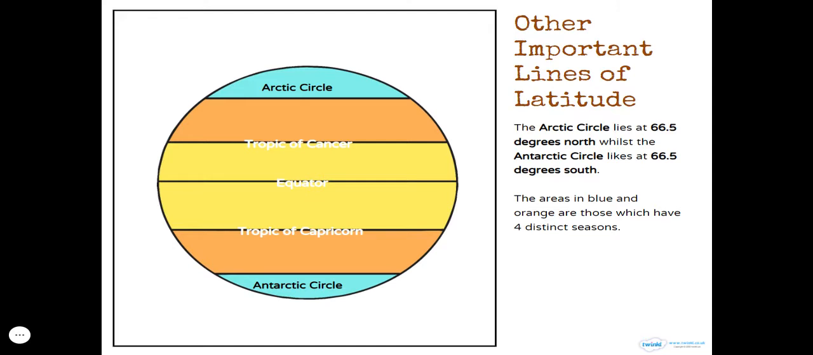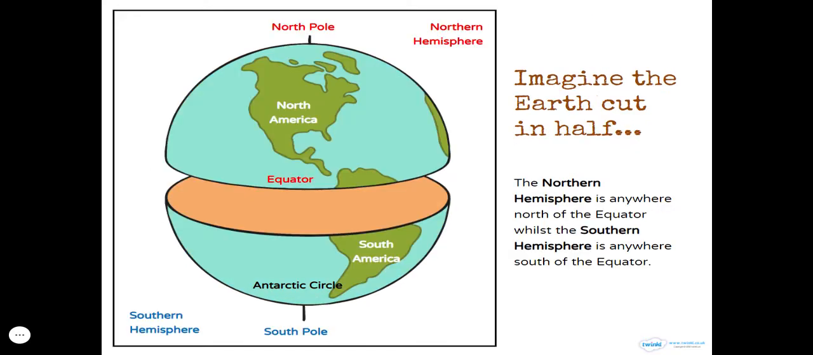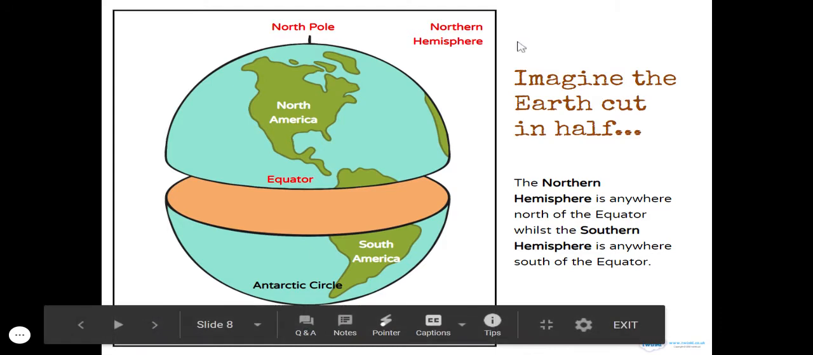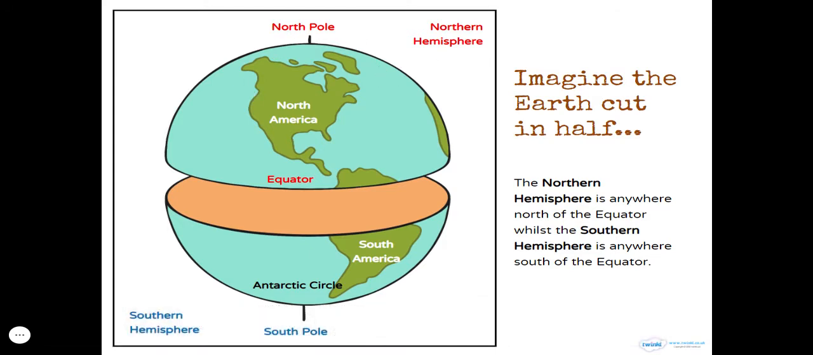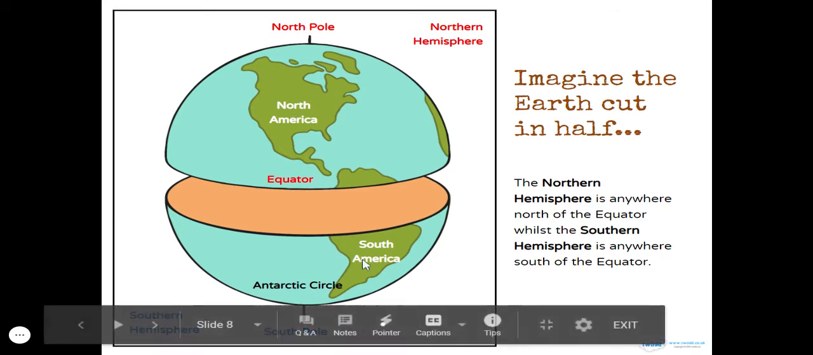The areas in blue and orange are those which have 4 distinct seasons. Think about what a season is. It's like 4 distinct times of the year. So at the moment, we're just entering spring. Now I would like you to imagine the Earth cut in half, sliced through the middle. Okay, the northern hemisphere is this part at the top, and it's anywhere north of the equator. And the southern hemisphere is all this bit down the bottom here, anywhere that's south of the equator.